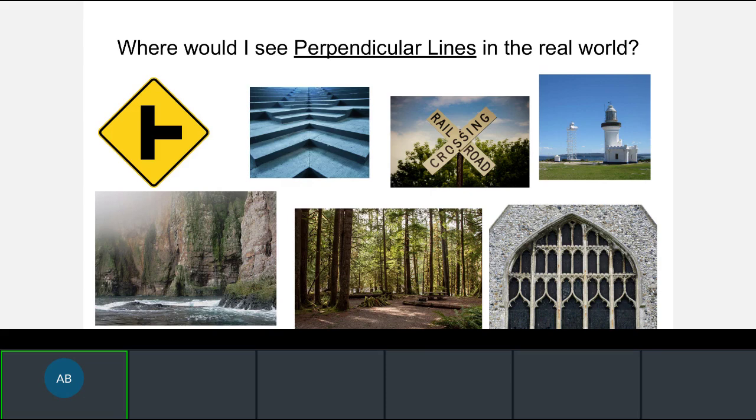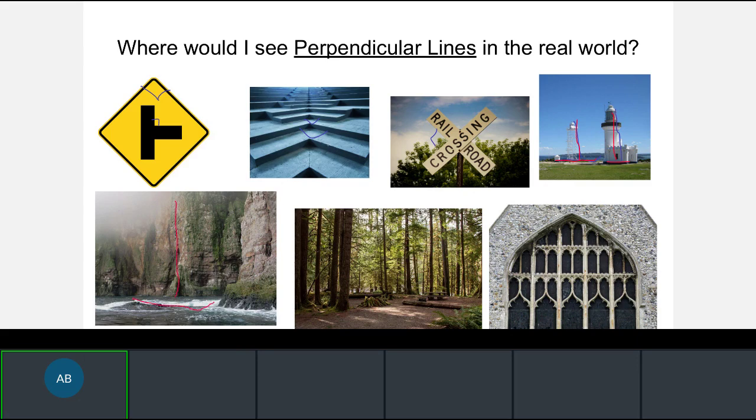Okay, so where do I see perpendicular lines in the real world? Anywhere. Some traffic signs have perpendicular lines on them. You can see that this is pretty much perpendicular. This is your notebook paper. The corner of your notebook paper is another example. Your computer screen has perpendicular lines on it. Railroad crossing. These buildings are perpendicular with the ground. Let me get a different color. Perpendicular with the ground.